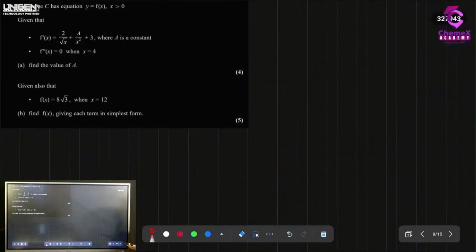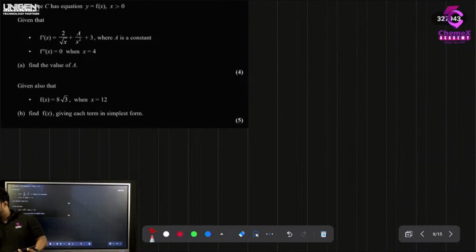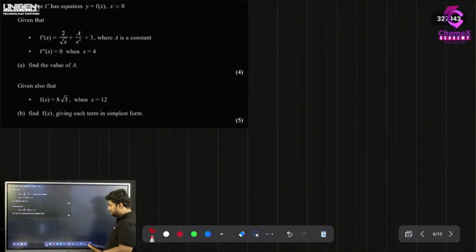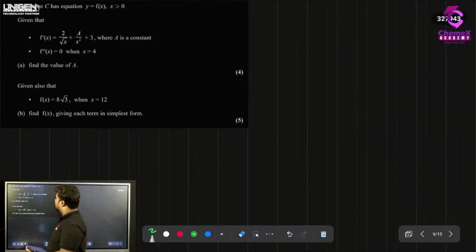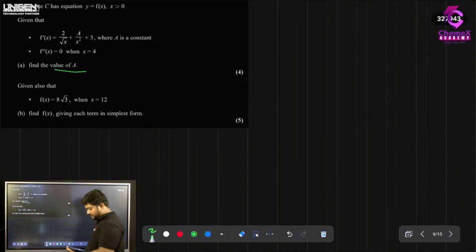All right, let's move on to the next one. Seventh one. If f dash x is given, and they are asking us, what are they asking? So if f double dash is given and x is 4, find the value of a. How do you do it? From f dash I can get f double dash.